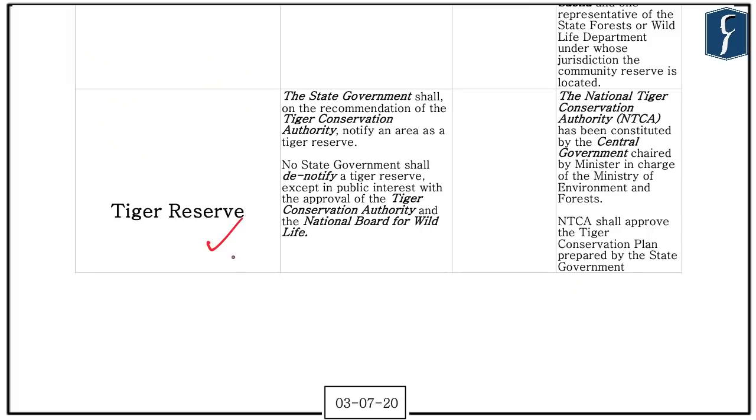And then finally we have Tiger Reserve. Now in this case, the state government shall notify the creation of a Tiger Reserve, but that shall be on the recommendation of the National Tiger Conservation Authority or NTCA. And again, no state shall denotify a tiger reserve except in public interest and with the approval of the Tiger Conservation Authority as well as the National Board for Wildlife. So for notification, it needs the permission of the National Tiger Conservation Authority, as well as for denotification.